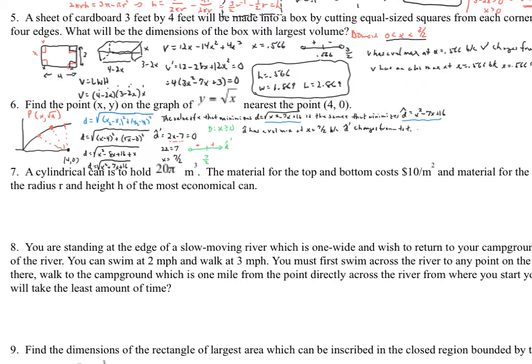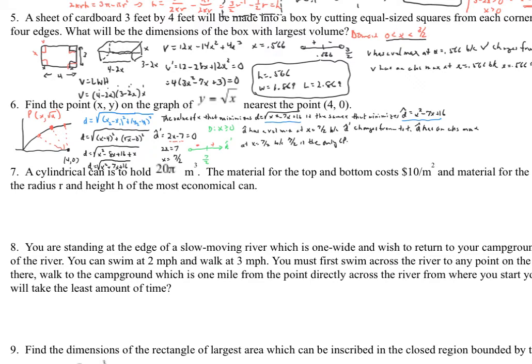D hat has an absolute maximum at x equals 7 halves because, I'll just say, 7 halves is the only critical point. Okay, so we've argued that it's a maximum.